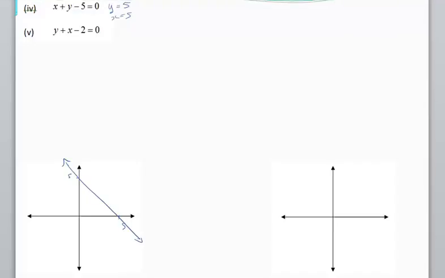So here we find our y-intercept, setting x equal to 0, y here is equal to 2. When y is equal to 0, x is also equal to 2 here. So here we've got 2 and 2, and we draw our line in.